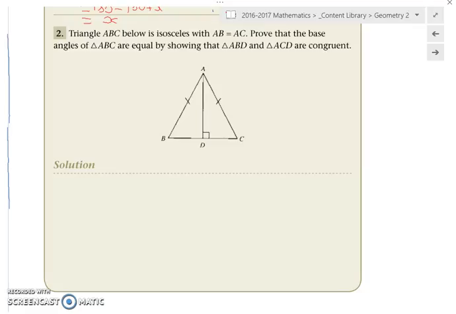All right, triangle ABC below is isosceles with AB equal to AC. They've marked that with the little 1 line, just reminding you. Prove that the base angles of ABC are equal by showing that triangle ABD and triangle ACD are congruent. So once again, this is similar to the last one in that we know that they're equal because it's an isosceles triangle, but we're trying to prove it. So it's one of those situations where we know it, but we've got to use the stuff that we knew beforehand to prove it.